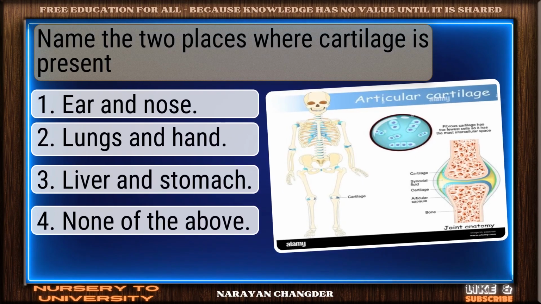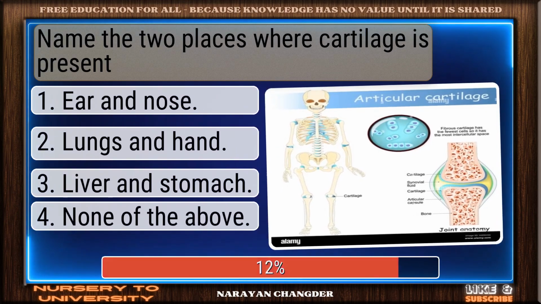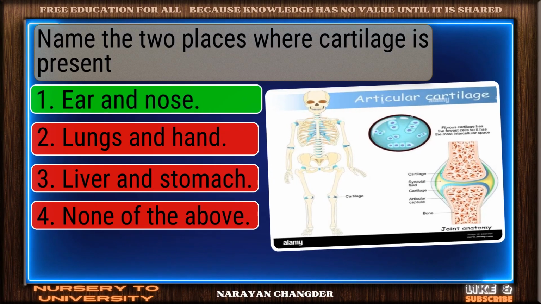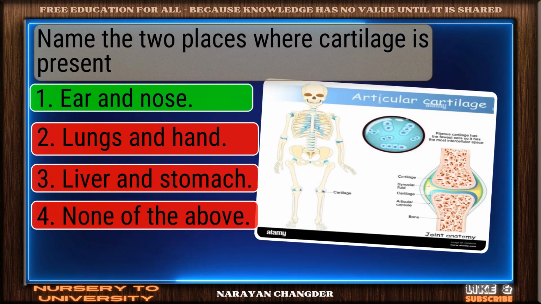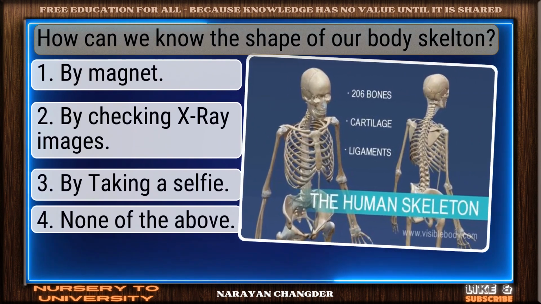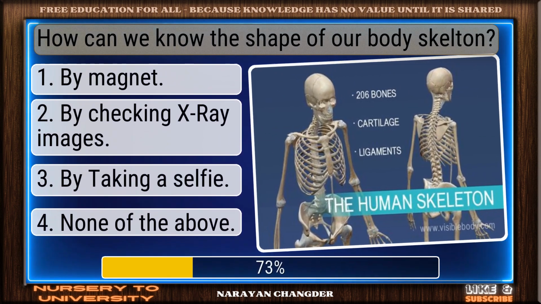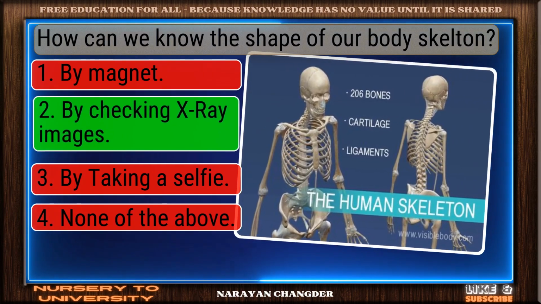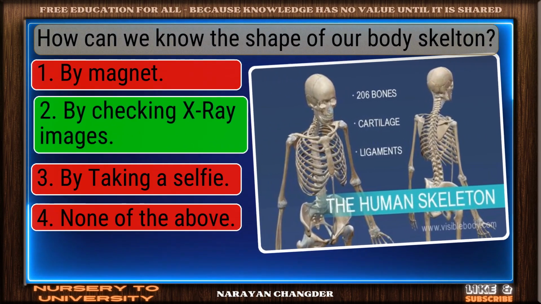Name the 2 places where cartilage is present. Sharp thinking. Ear and nose is the right choice. How can we know the shape of our body skeleton? Well picked. By checking X-ray images is the correct answer.